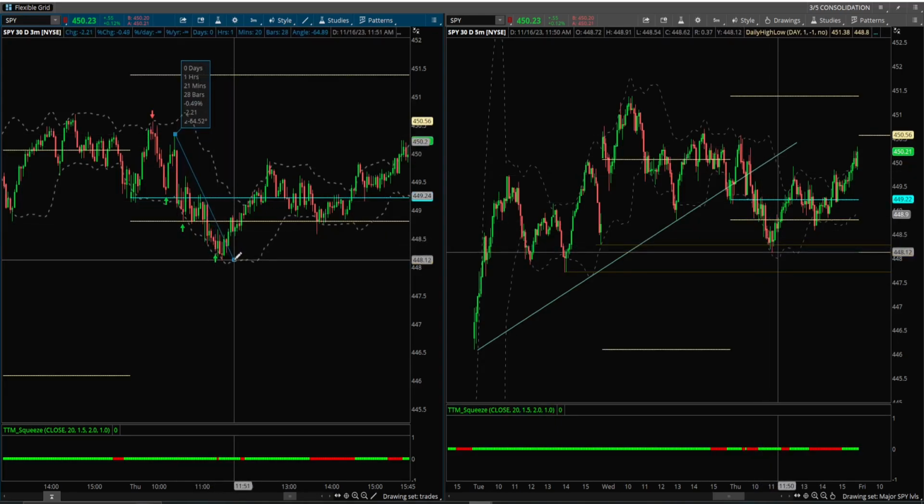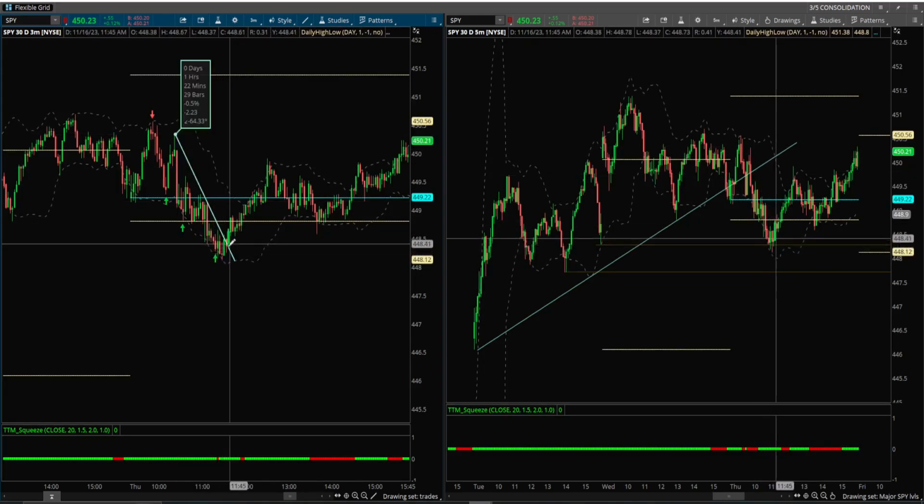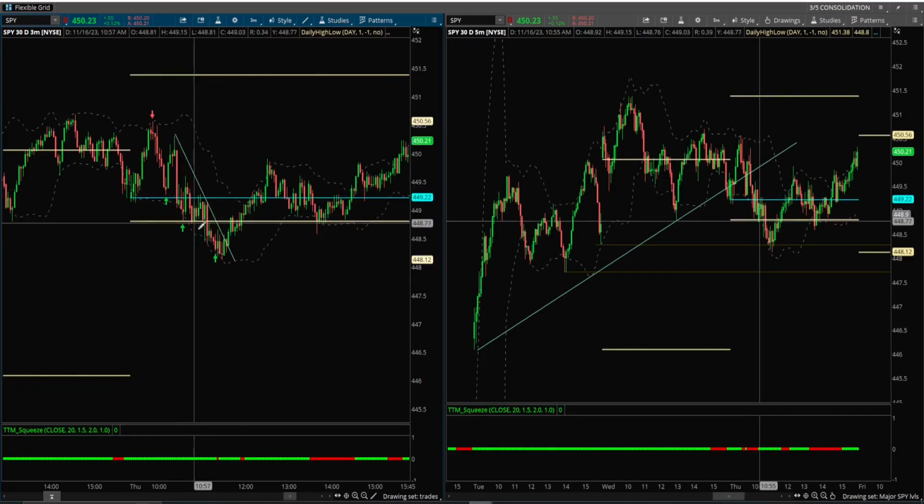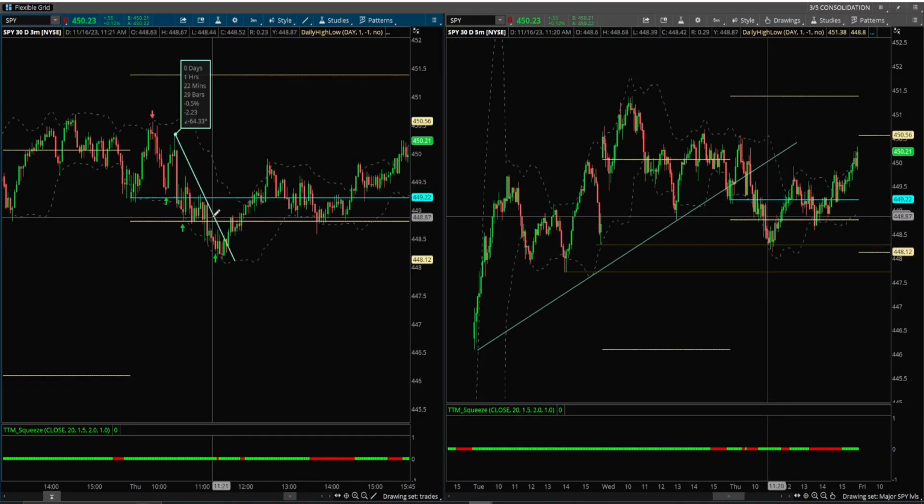So yeah, when we did see that trend reversal coming in, that's another reason why we wanted to get flat, because we had our 3 moves to the downside, and then we also had that bullish move to the upside.